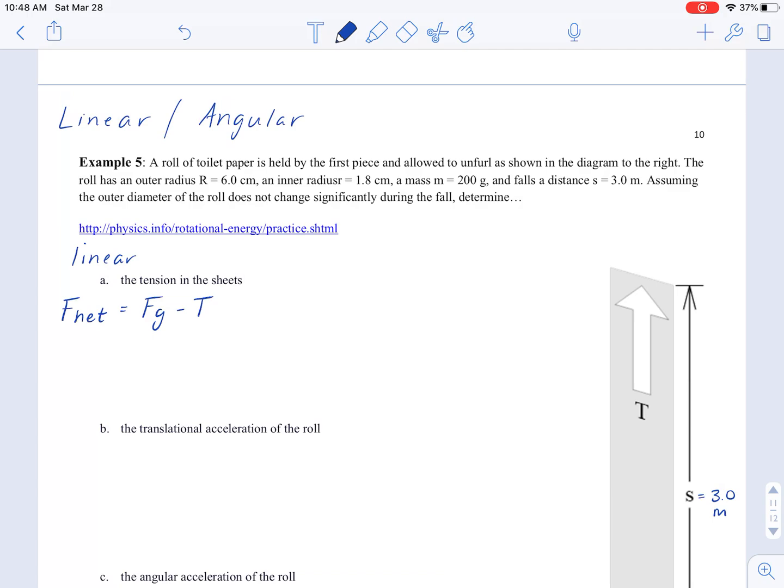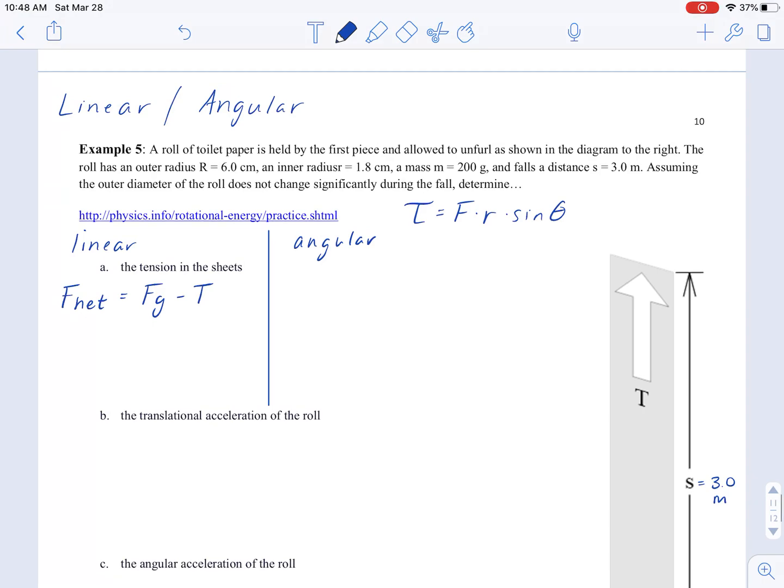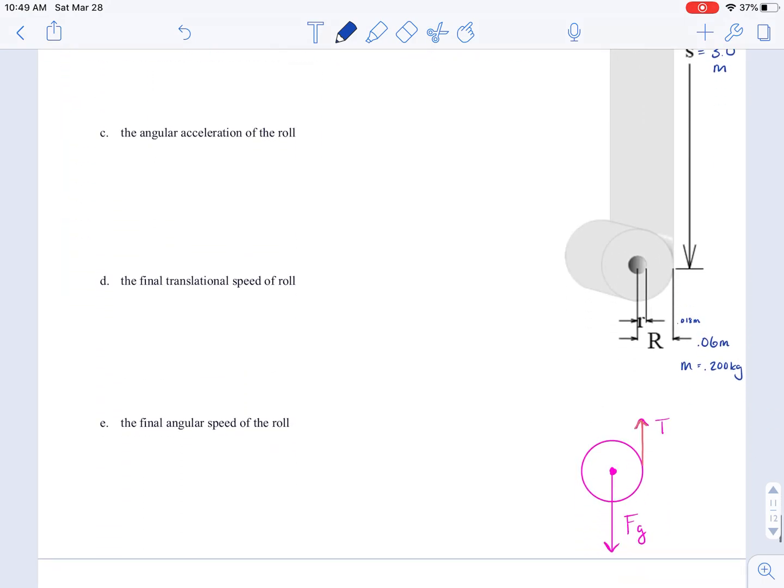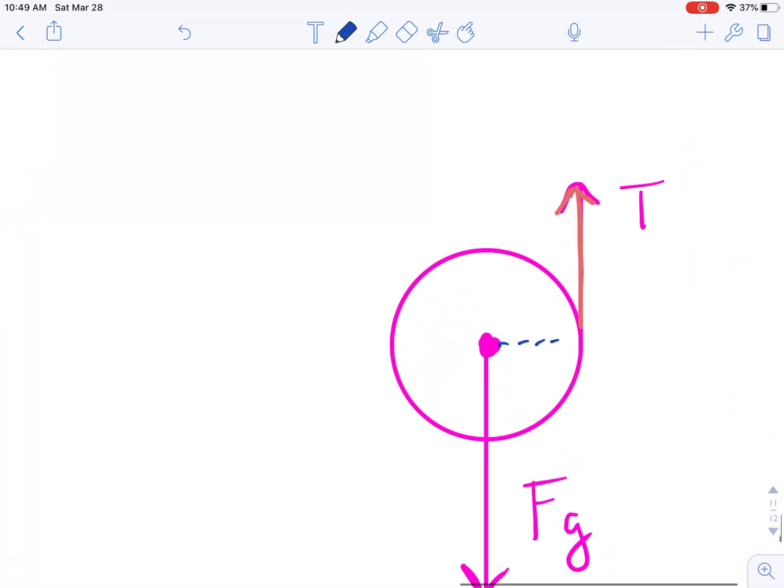So I'm just going to leave that there as my linear information for a moment. Then what I'm going to do is think about angular motion. And much like the ruler example, which if you have not watched, you should go back and watch, we are going to use two different definitions of torque. We know that torque is equal to force times lever arm times the sine of theta. By the way, in this example, theta is 90 degrees.